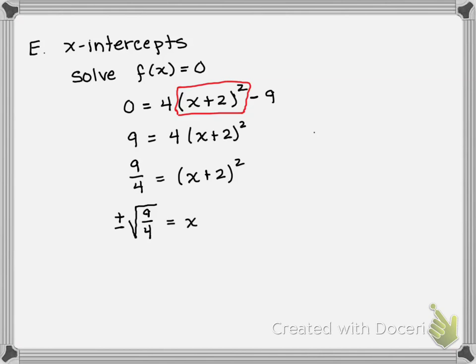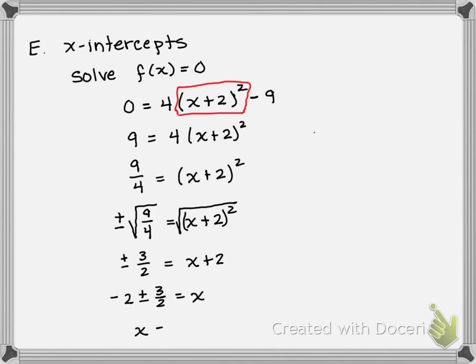So x plus 2. So we get plus or minus 3/2 equals x plus 2. And so that means -2 plus or minus 3/2 is equal to x. Would it be square root of 3/2? Well, when we take the square root of 9, we get the number 3. So we use up that operation. Gotcha.